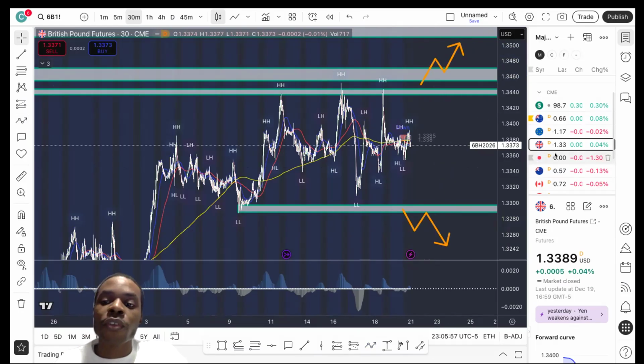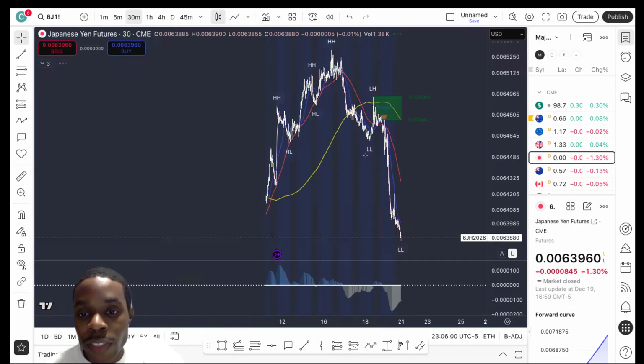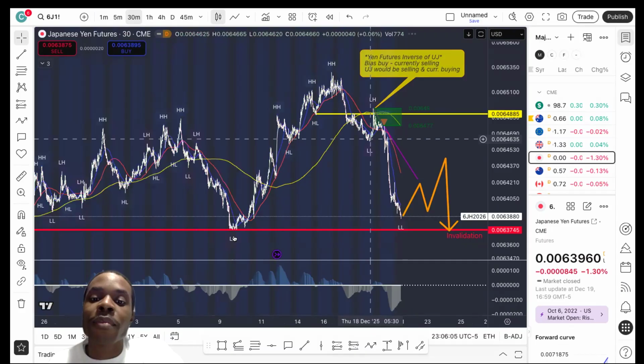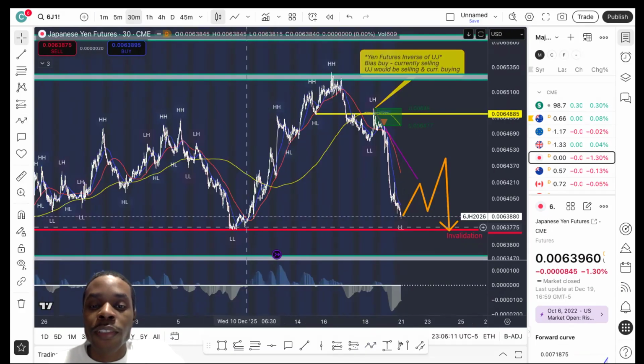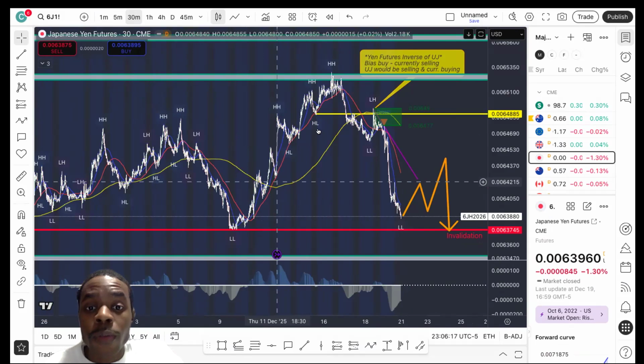All right, moving on to USD JPY. What is going on right now? Looking at this current trend compared to the previous trend lets me know that I am in a correction, right? So overall, right now, Yen futures is buying. UJ would be selling overall.